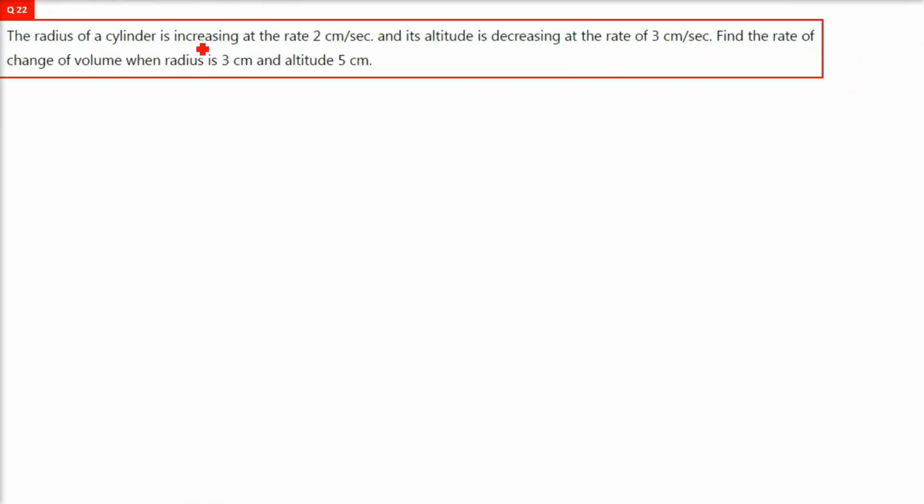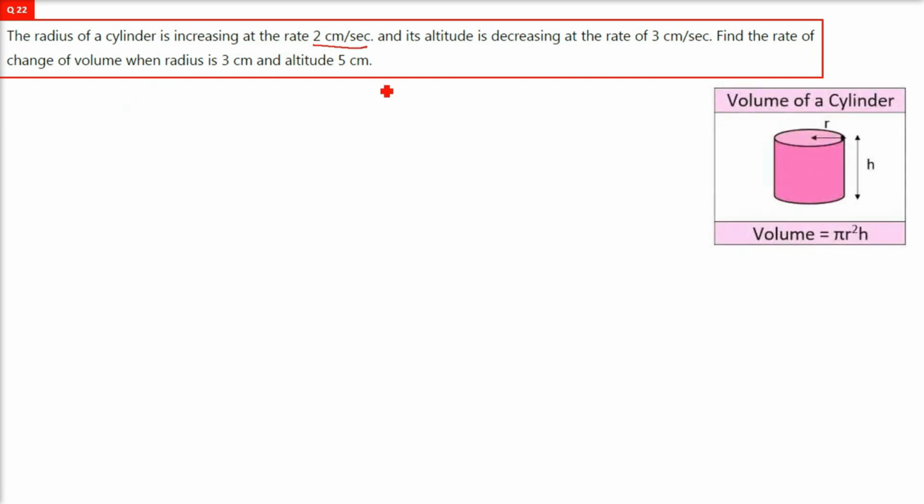The radius of a cylinder is increasing at the rate of 2 centimeter per second. So we are talking about a cylinder whose volume is pi r square h, and its altitude is decreasing at the rate of 3 centimeter per second. So find the rate of change of volume, so we are talking about dv by dt, when the radius is 3 centimeter and the altitude is 5 centimeter.